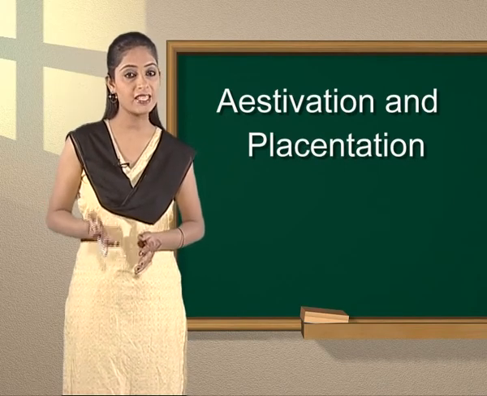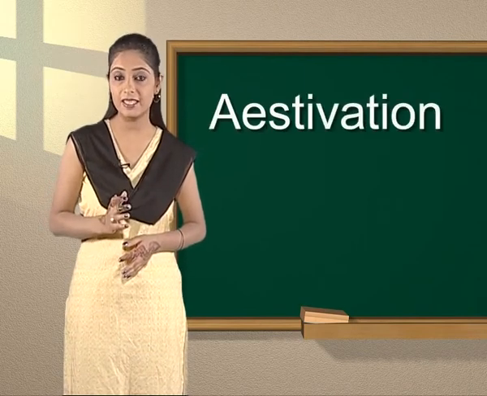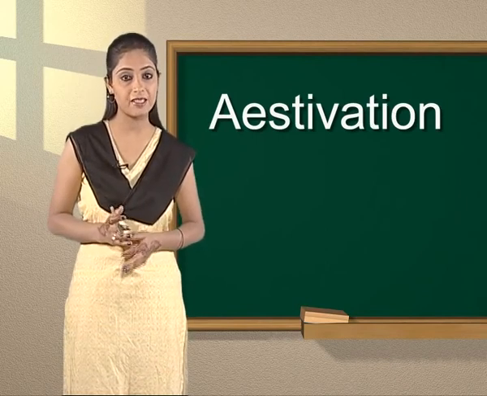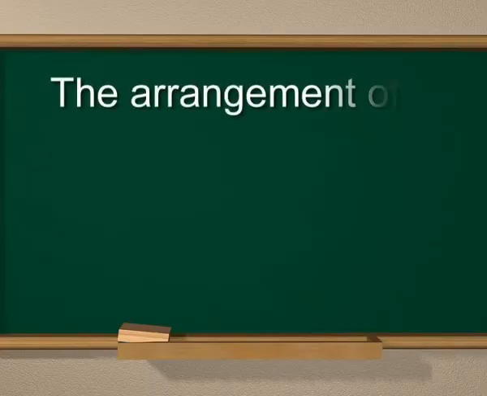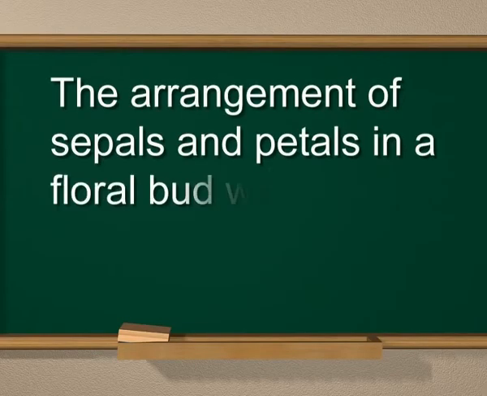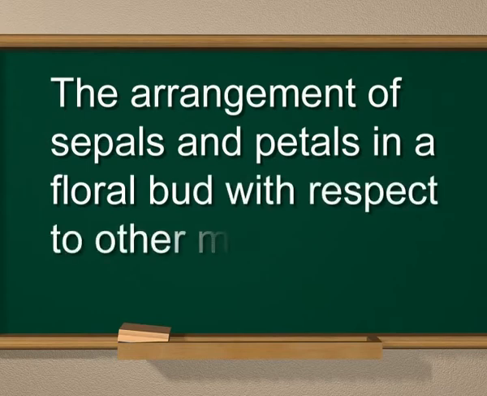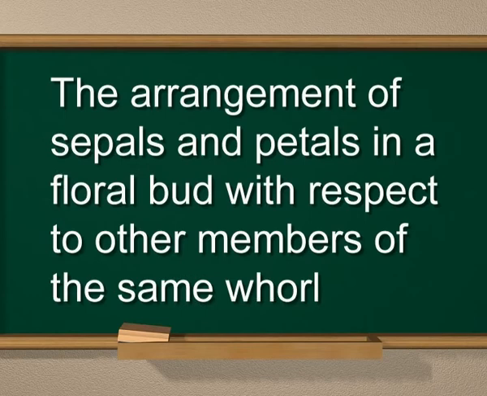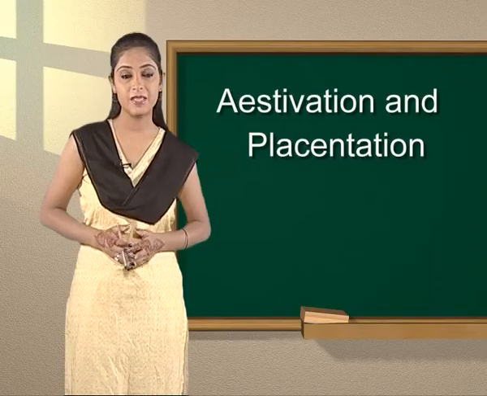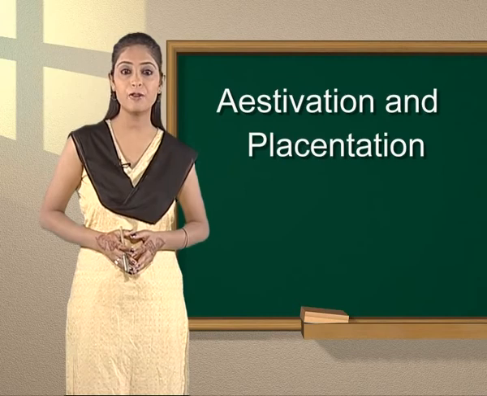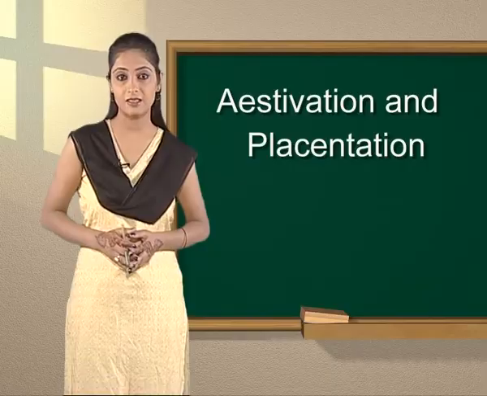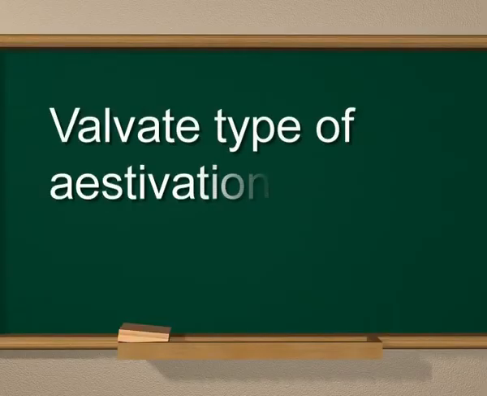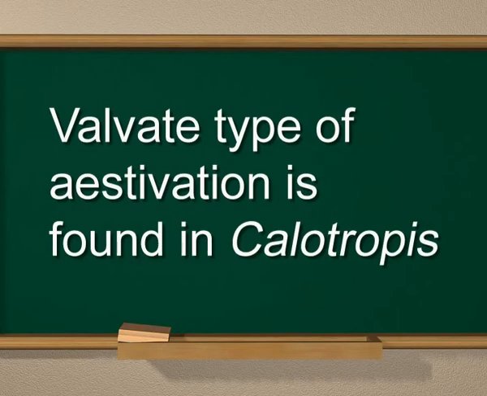Question: what is estivation? Answer: estivation is basically the arrangement of sepals and petals in a bud. It can be defined as the arrangement of sepals and petals in a floral bud with respect to other members of the same whorl. Next question: which type of estivation is found in Calotropis? Answer: valvate type of estivation is found in Calotropis.